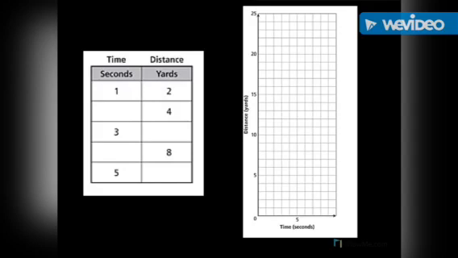First, I'm going to look at my rate table. I notice we're talking about seconds and yards. I see that we have two values across from each other, and one is a 1, so I can tell my unit rate is 2 yards per second.